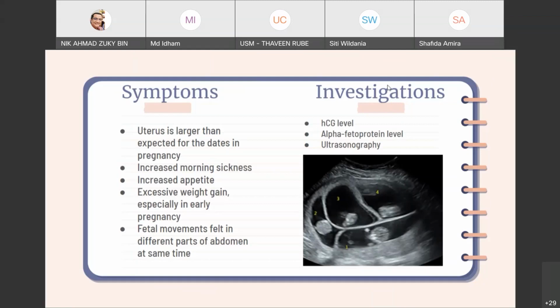All right. So the investigations we can do are the HCG level, because HCG is released by the placenta. So when there is more than one placenta, the HCG level will be increased. And alpha fetoprotein level. Alpha fetoprotein is a type of protein which is released by the liver of the fetus. So when there is more than one fetus, it also can increase the AFP, alpha fetoprotein level. And the common investigation done is ultrasonography.